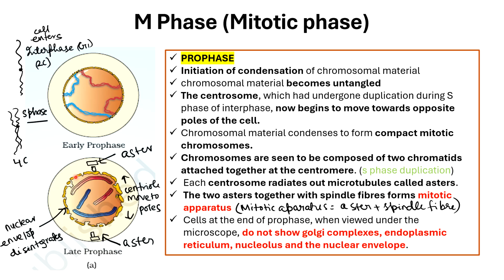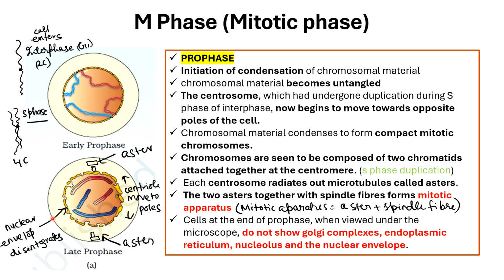So this centrosome will radiate the microtubules and those microtubules can attach to the chromosomes. Okay, this centrosome is called the aster. The aster together with the spindle fiber is called the mitotic apparatus. So what is the mitotic apparatus? The two centrosomes, called the asters, along with the spindle fibers together are called the mitotic apparatus.